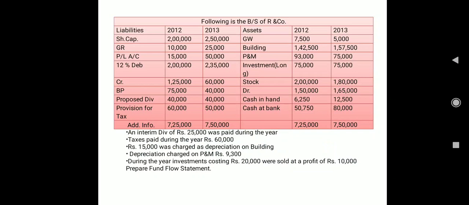Before the asset side, let me deal with your proposed dividend. Proposed dividend in 2012 is 40,000 and in 2013 also 40,000. And if we check our additional information, an interim dividend of 25,000.